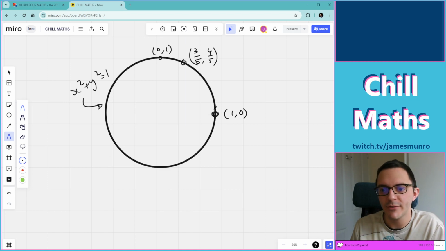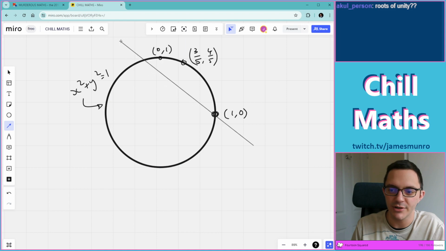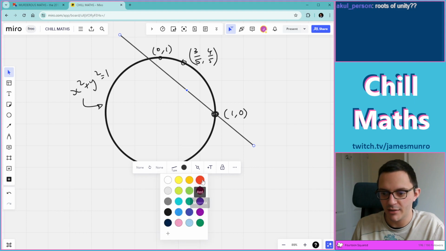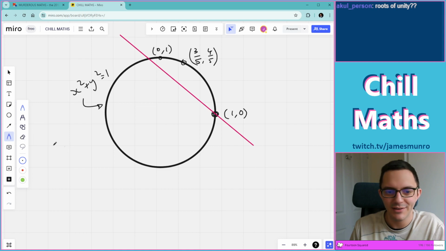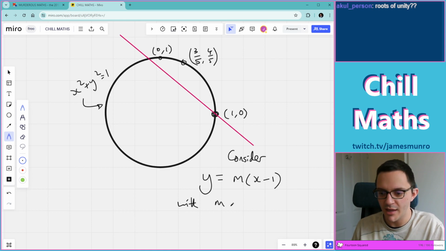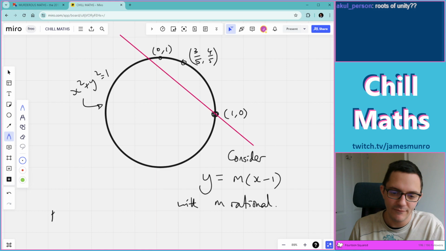The brilliant idea for finding rational points works like this. Consider a line that goes through 1, 0. Are you going to help me out here, Miro? There we go. A little bit thicker. And pink. Okay. Consider a line that goes through here, and I think I want it to have rational gradient. So consider y equals mx minus 1 with m rational. Find the other point of intersection.